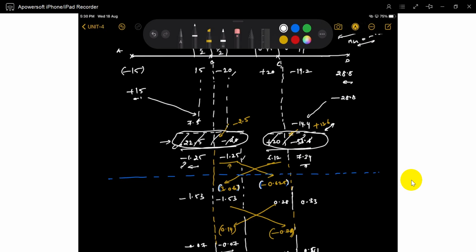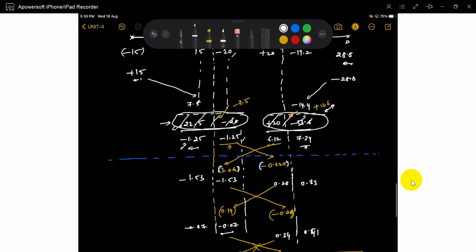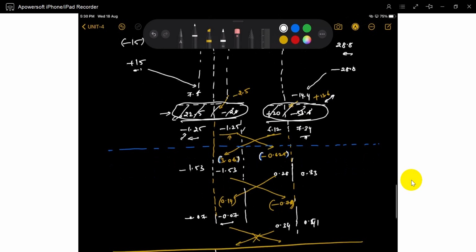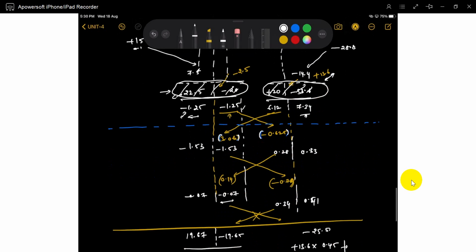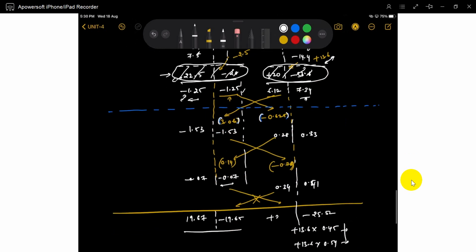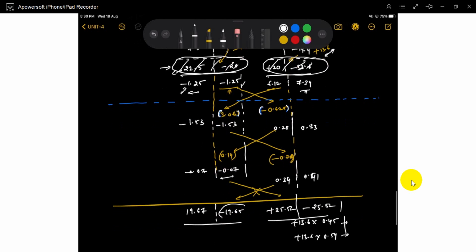Okay, so that's it. See, minus 33.6 plus 7.34 plus 0.33 plus 0.41. That's it. It's minus 25.52. You will write it also as plus 25.52, because at the final both should be equal. If it is not equal, you fix at least one thing. It's also minus 19.67, because at final both should be equal.